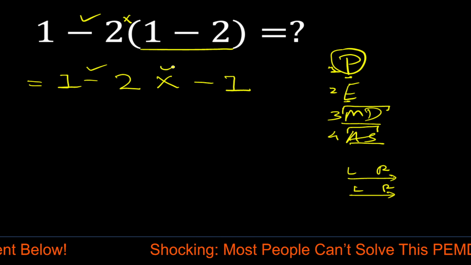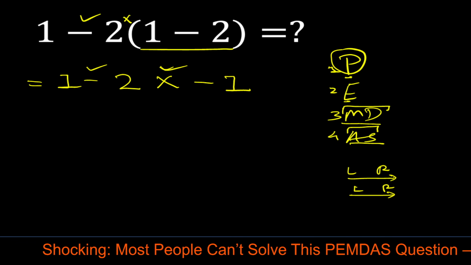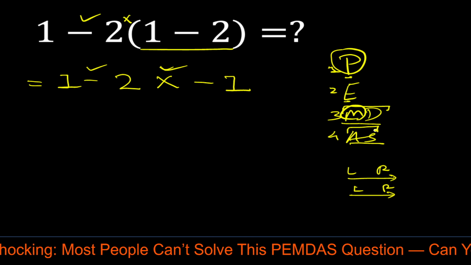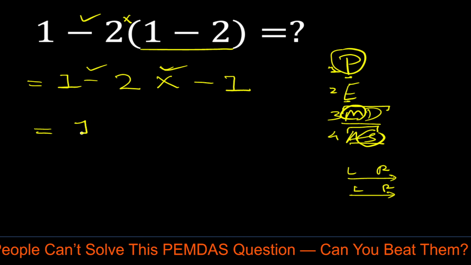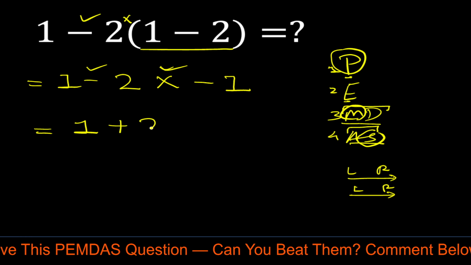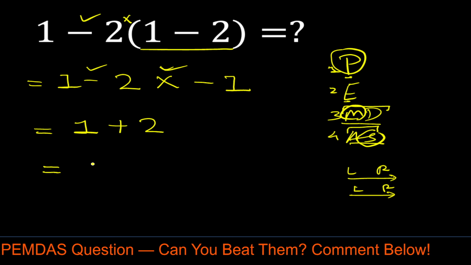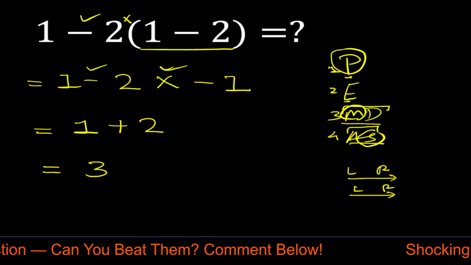Now here we have subtraction and here multiplication. So according to the PEMDAS rule, first we have to solve multiplication, then we have to solve subtraction, right? So 1, now minus 2 times minus 1 is equal to plus 2, right? So 1 plus 2 is equal to 3. So the correct answer is 3, right?